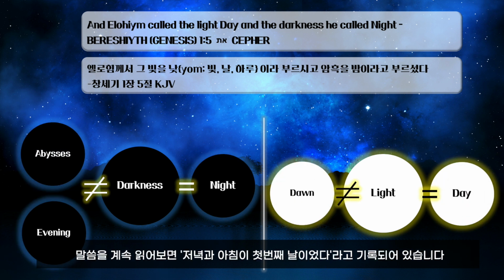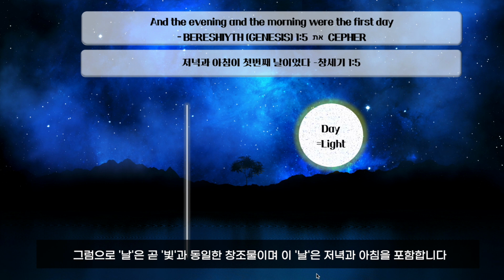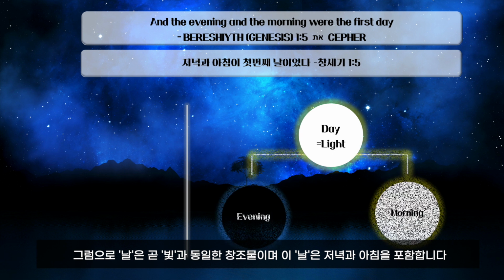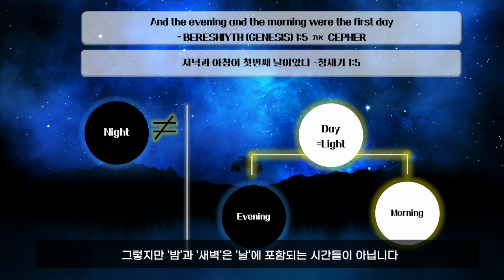Further in the same passage, it reads, "And the evening and the morning were the first day." So we know a day includes creation elements. A day is equal to light, and light includes the creation elements of evening and morning. However, the day does not include the creation elements of night and dawn.